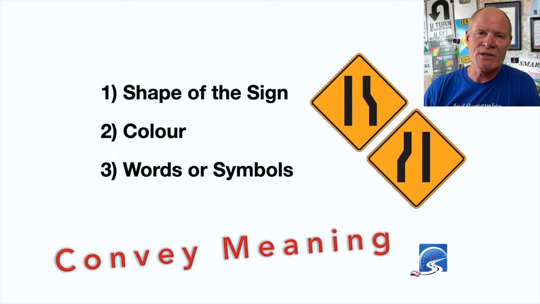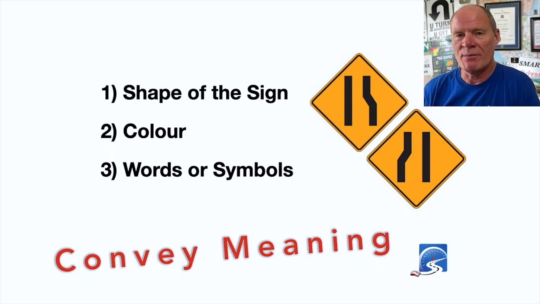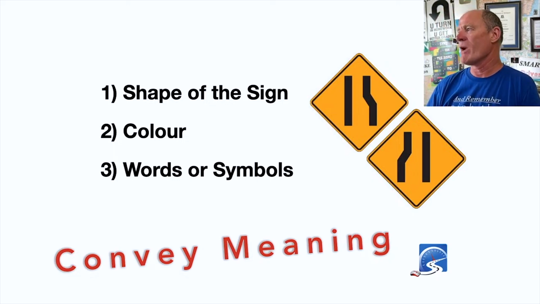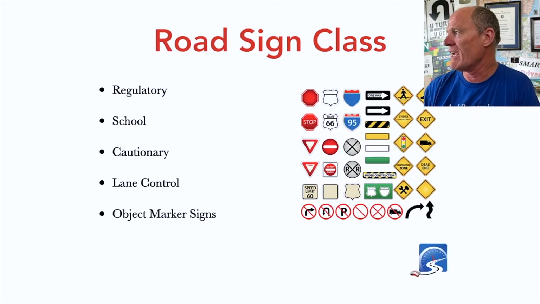The color of the traffic sign: cautionary signs, for example, are yellow with black writing or symbols on them. These are construction signs. They have orange backgrounds with black lettering and symbols on them. And so these are the three ways that traffic signs convey information.